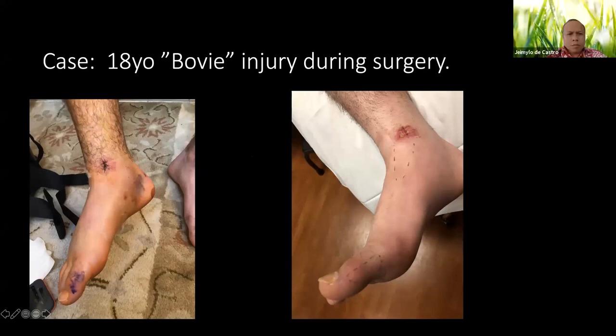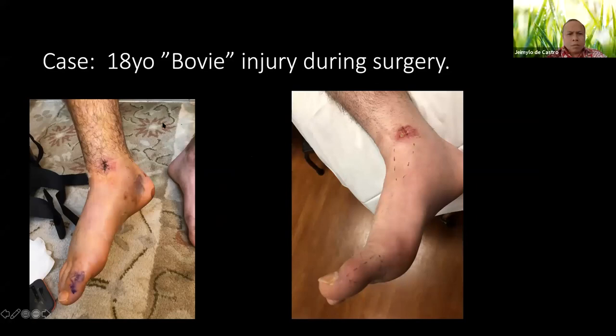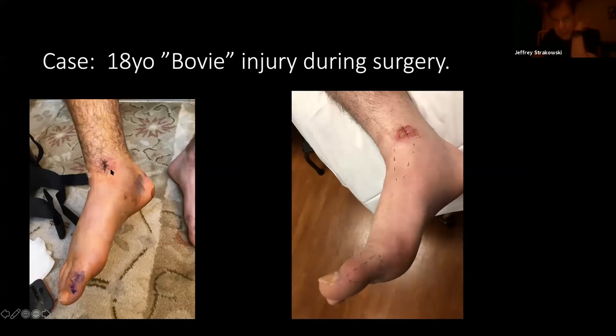We know this is actually the son of a very prominent nationally known electrophysiologist in the United States. And he was having a Brostrom procedure, and one of the residents accidentally bovied him and stuck the bovie on there and held it there. And so he had this burn injury, and he had this sensory deficit right here. And they're like, well, what is that? And that's what that is. It's a distal end of the saphenous nerve. This is a secondary thing, not related.